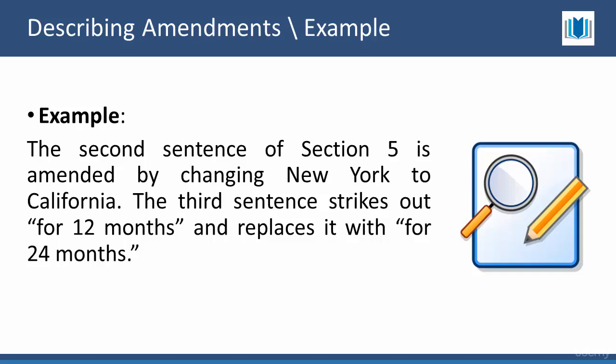Describing amendments can be faster than the other processes, but there is a higher risk of error when both parties are not careful to compare the original document to the communicated changes.